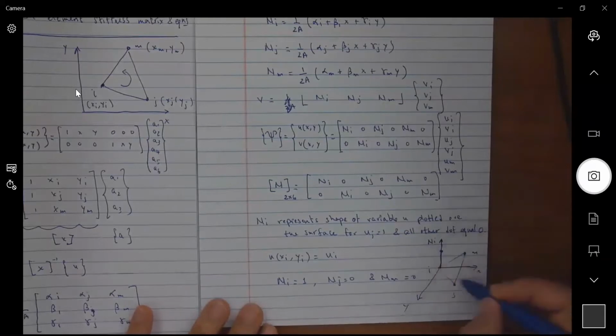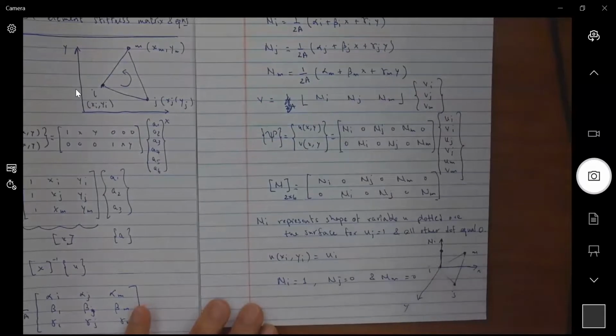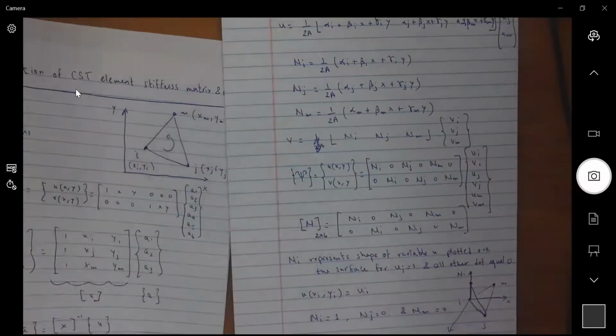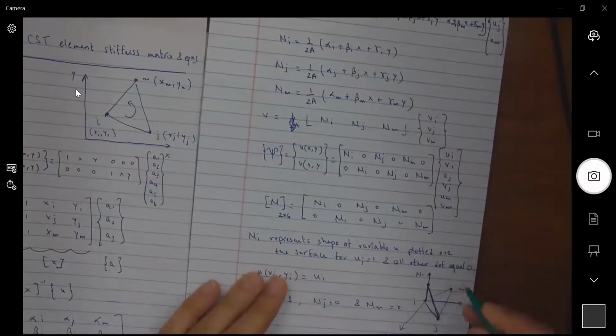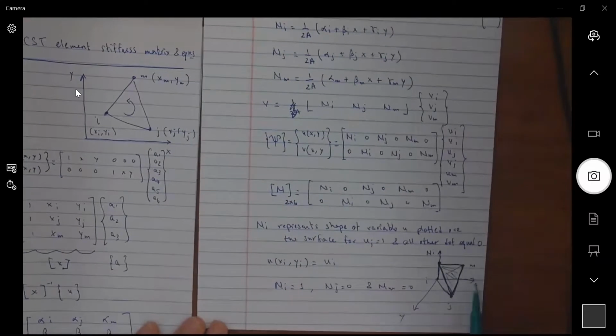So the function Ni is a function of X and Y, so it's going to be represented by a surface. This surface along this edge is going to start here at 1 and then goes to 0. And here also along the IM face is going to start from 1 and go to 0. And here is going to be equal to 0 only along the JM face. So this green function represents Ni.